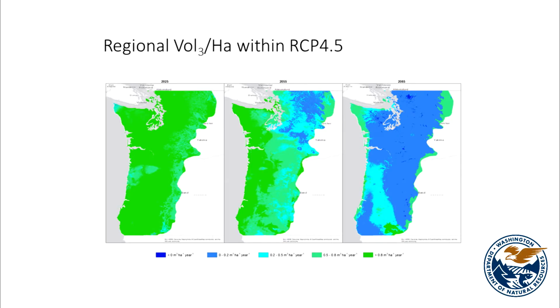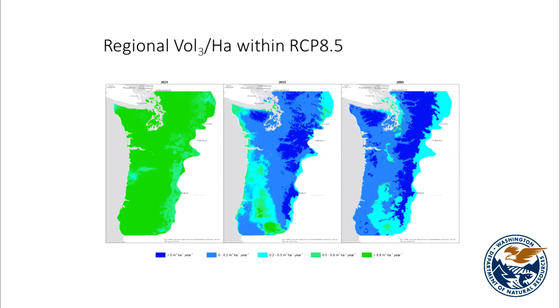So on both this slide and the next slide, the darkest blue color is areas that are actually seeing a decrease in growth. And so even in the lower emission scenario, you can start to see areas of decreased growth start to pop up here in southern Oregon, pop up here in the Olympic Peninsula, over here in the Cascades. So what happens when we move to the higher emission scenario? Well, that's a lot of area with decreased growth in 2085.